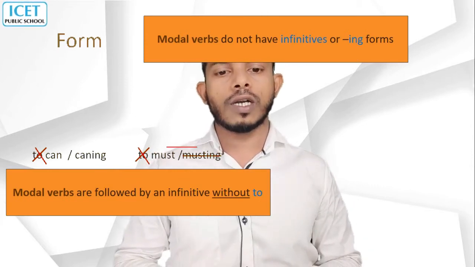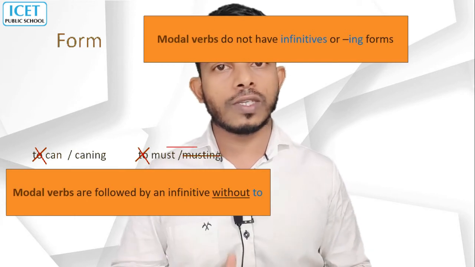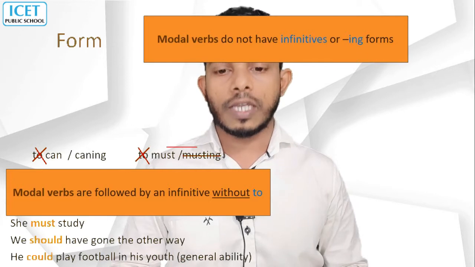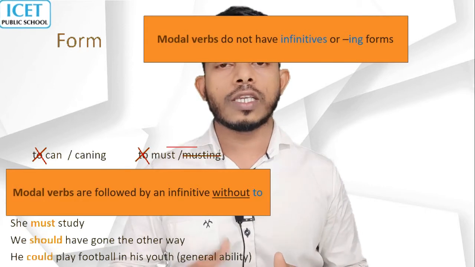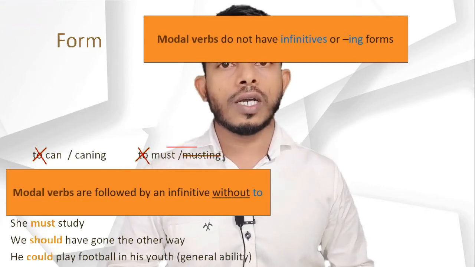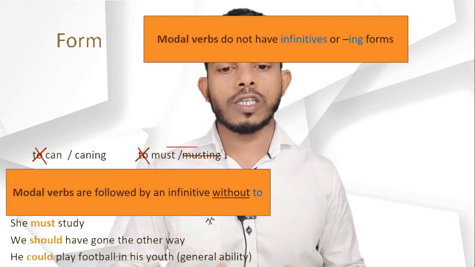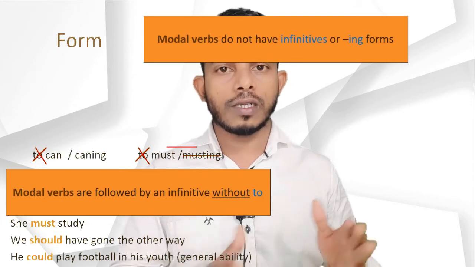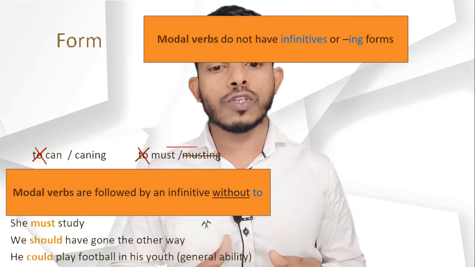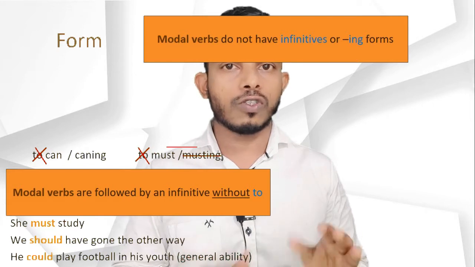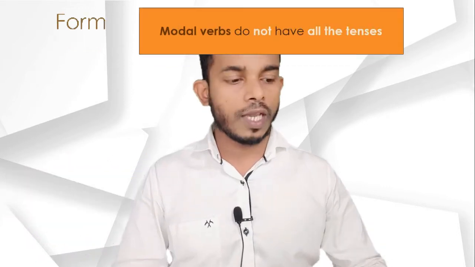Okay, then modal verbs are followed by the infinitive without to. After the modal auxiliary we will use the infinitive, no need to use to. Example: she must study, and we should have gone, then he could play. We will use the infinitive form of the verb. That means she must study, no need to use "to study". And "we should to have", no need, we should have. Without to we will use the infinitive form of the verb. This we have also said.